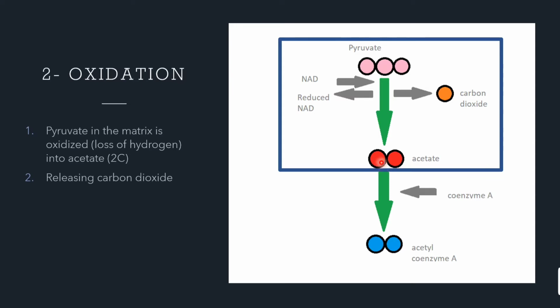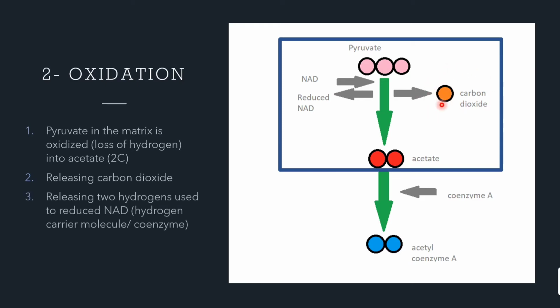And during this process of converting pyruvate into acetate, carbon dioxide is released. You can see that we have 3 carbons in our pyruvate and 2 in our acetate, so 1 carbon must have been lost, and this carbon is lost through carbon dioxide.